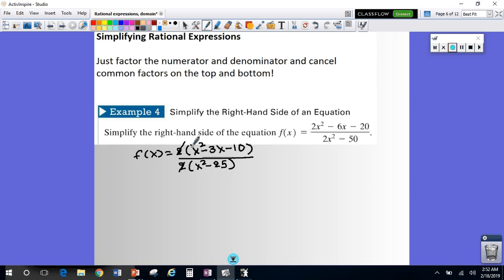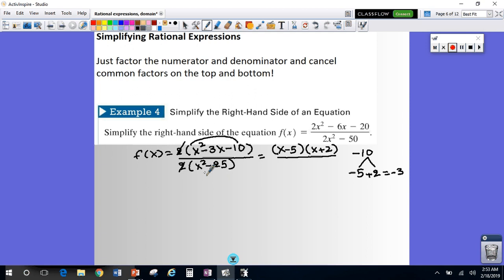Now factors of negative 10, which gives you negative 3. So it is negative 5 and 2, because when you add these two you get negative 3, right? So the factors for the numerator are x minus 5 and x plus 2.